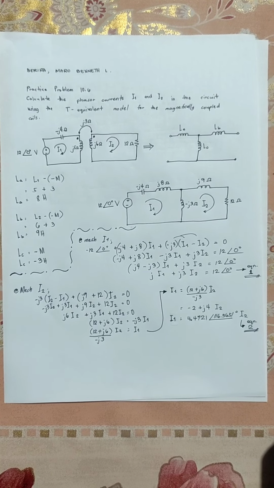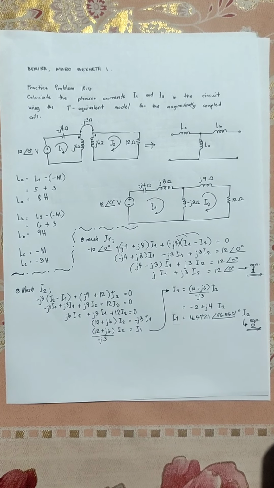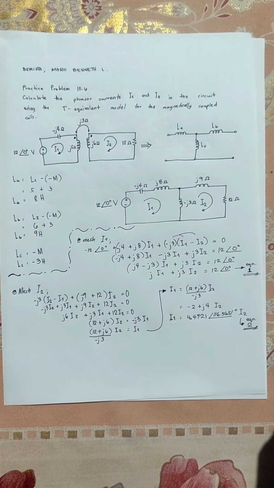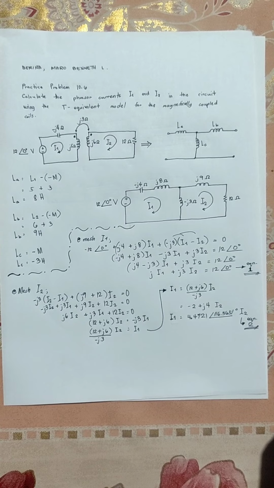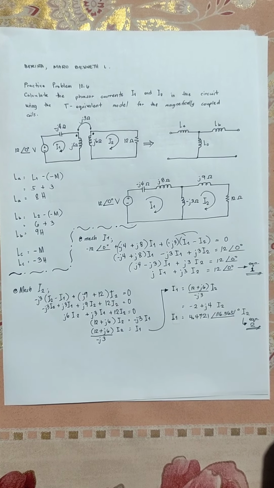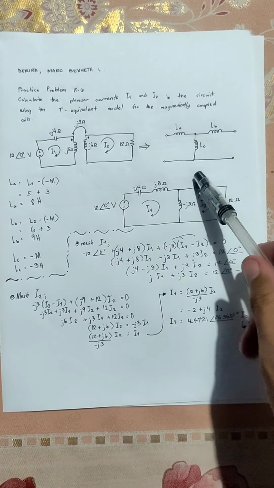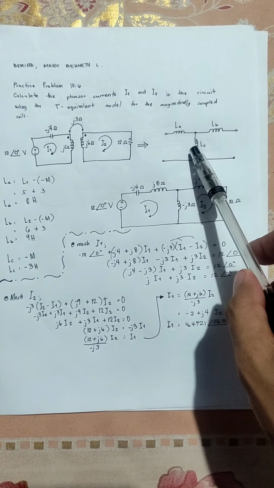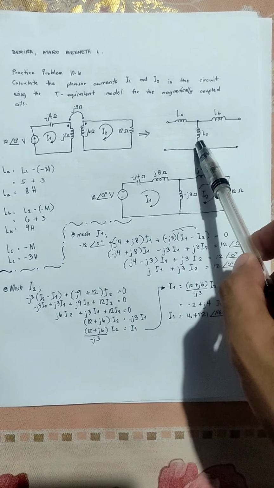For practice problem 10.6, calculate the phasor currents I1 and I2 in the circuit using the T equivalent model for the magnetically coupled coils. For this problem, we will convert the given circuit to its T equivalent network. We have the pattern here for the T equivalent network, which has the values of L sub A, L sub B, and L sub C.